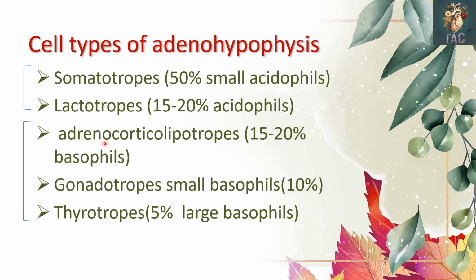Then the basophils: we have three different types of basophils, adenocorticolipotrophs, gonadotrophes, and thyrotrophs. Adenocorticolipotrophs are 15 to 20% of the total population of the basophils, and they secrete adrenocorticotropic hormone and lipotropic hormone. Gonadotrophes are the small basophils. They make 10% of the total population and they secrete FSH and LH. And thyrotrophs are large basophils making 5% of the population of the basophils, and they secrete TSH.